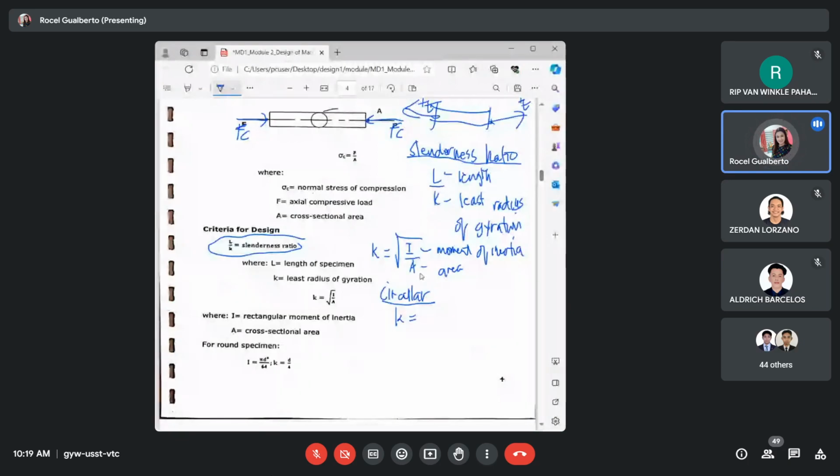You can see the values of I also. You take a look po at table 81. Everybody, you look at table 81. Pakihanap nyo po doon sa ating design tables. Okay, open ko po dito. Wait lang.